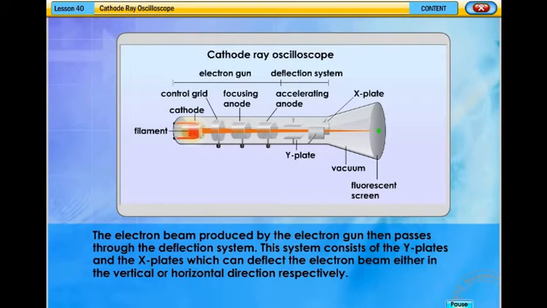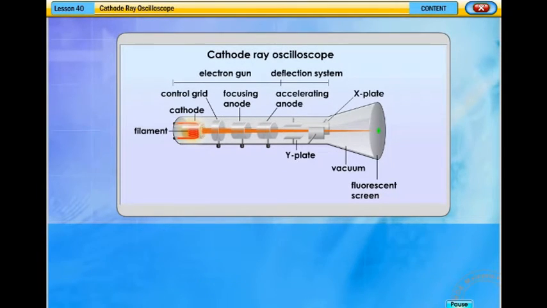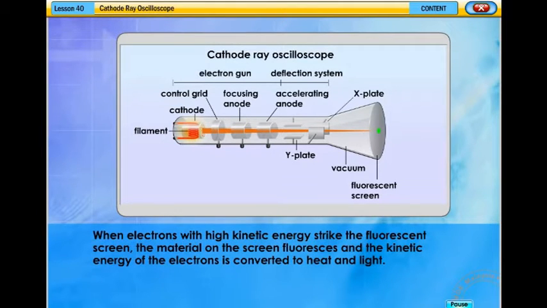The electron beam produced by the electron gun then passes through the deflection system. This system consists of the Y plates and the X plates, which can deflect the electron beam either in the vertical or horizontal direction, respectively. When electrons with high kinetic energy strike the fluorescent screen, the material on the screen fluoresces, and the kinetic energy of the electrons is converted to heat and light.